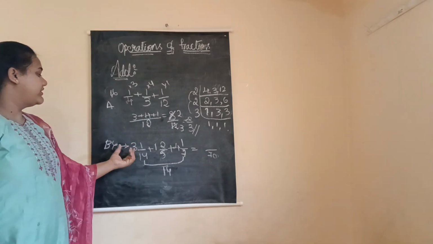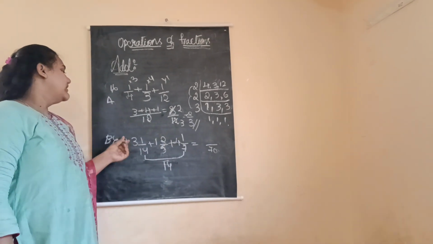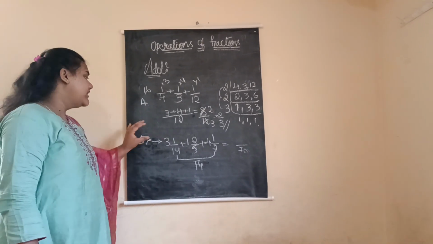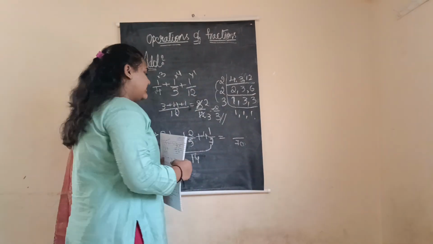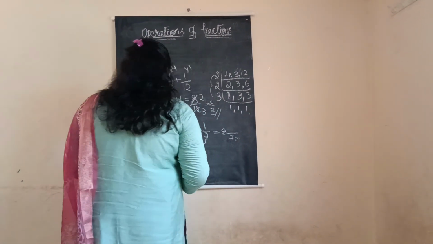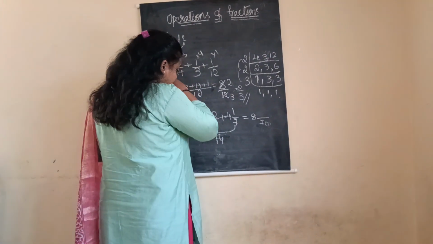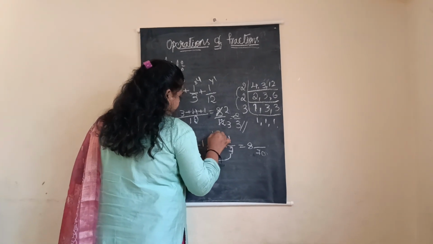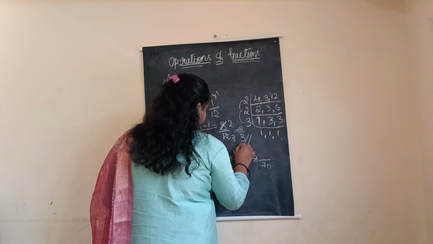We should never bother about the whole number because we can add it directly. It may be 100 or 200 or whatever, we can add directly. 3 plus 1 is 4, 4 plus 4 is 8. 70, 14, 5 is 14 is 10.